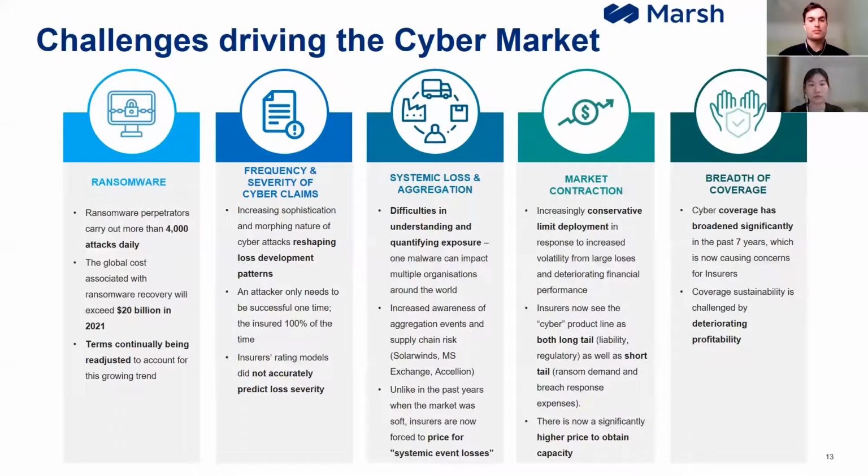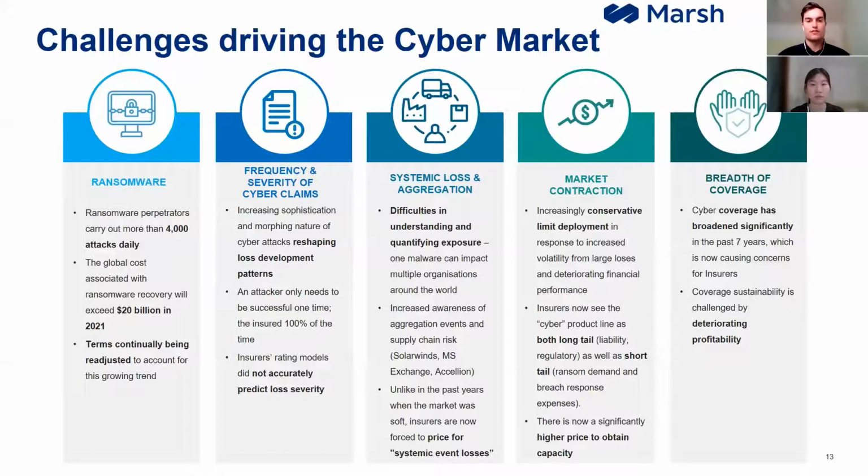From a cybersecurity perspective, the insured has to be 100% successful all of the time to ensure that attackers cannot get into their systems. However, an attacker only needs to be successful one time to get in. Insurers' rating models in the past did not accurately predict the loss severity we're seeing at the moment in terms of the severity of claims, and as such are adjusting to compensate for this.